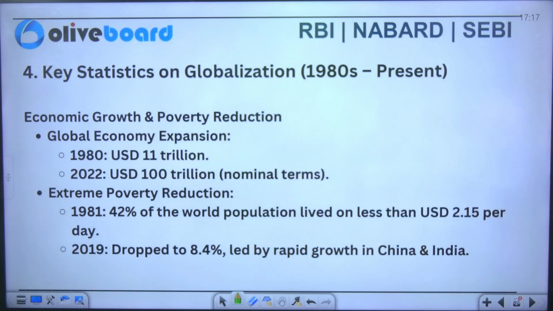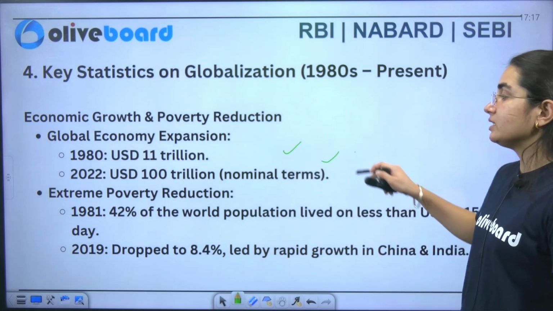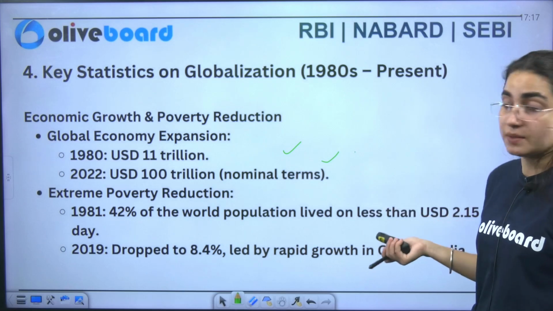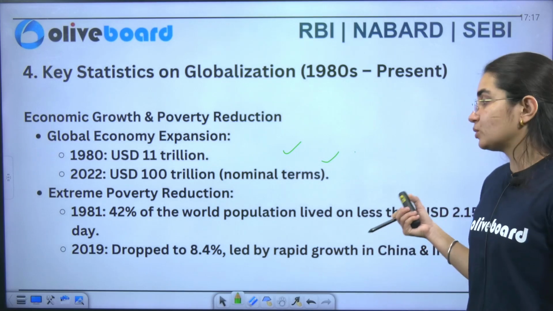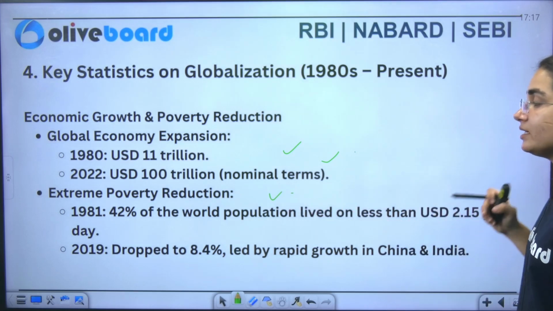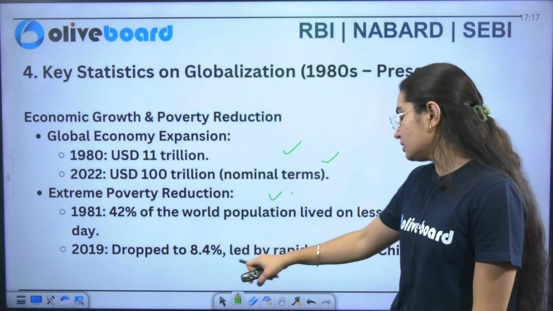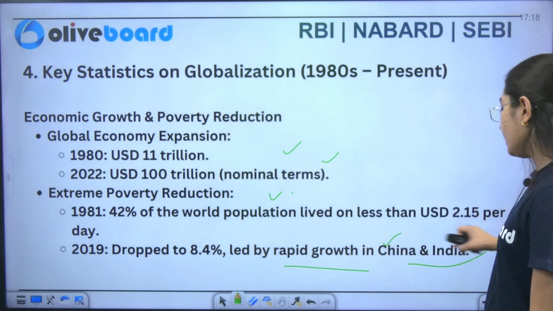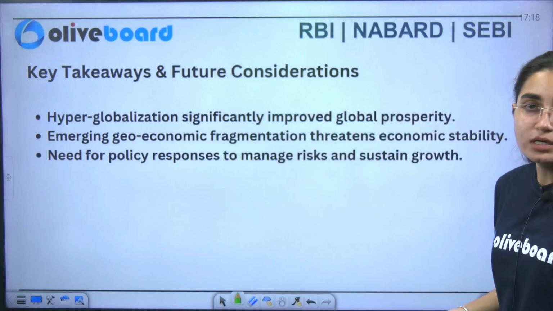Similarly, you have economic growth and poverty reduction. The global economy in the 1980s was USD 11 trillion, and by 2022 it had become USD 100 trillion in nominal terms. Similarly, extreme poverty reduction: in 1981 it was just 42% of the world population, and in 2019 it dropped to 8.4%, led by growth in China and India. So the situation is getting better according to the survey here.